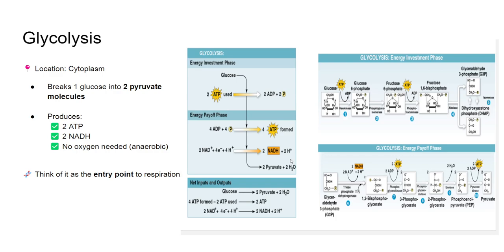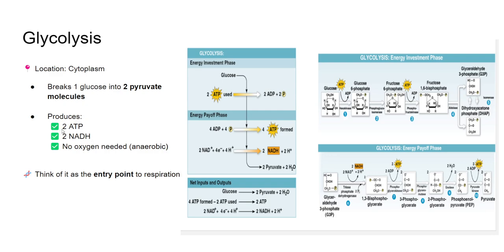All right, let's get into the first step of cellular respiration, which is glycolysis. So some quick, important facts about glycolysis. It's located in the cytoplasm. People, when they think about cellular respiration, they assume that all of it happens within the mitochondria. That's not true. Glycolysis actually occurs outside of the mitochondria, and then the rest of the steps usually occur within the mitochondria. So the process of glycolysis is breaking down one glucose molecule into two pyruvate molecules.